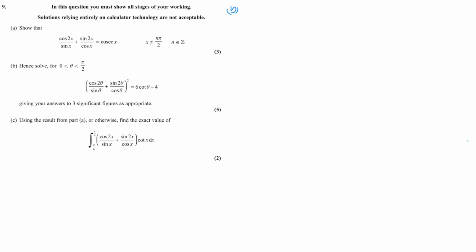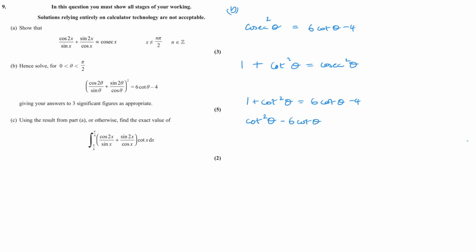Hence solve that. So it's just the same as that but squared. So that means cosec squared theta equals 6 cot theta minus 4. And we know that 1 plus cot squared theta is equal to cosec squared theta. Yeah, so 1 plus cot squared theta equals 6 cot theta minus 4. So cot squared theta minus 6 cot theta plus 5 equals 0.